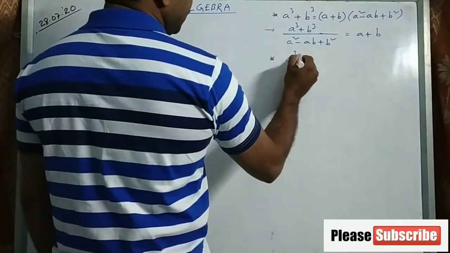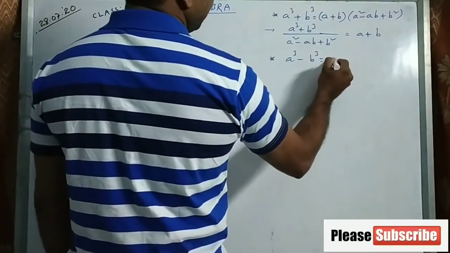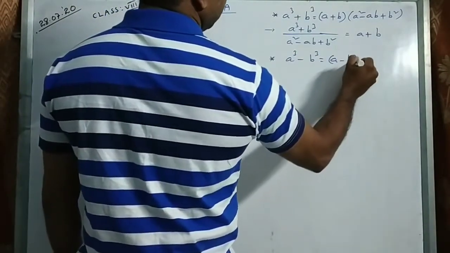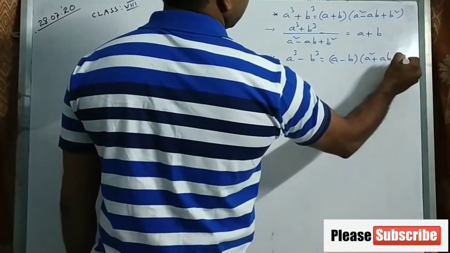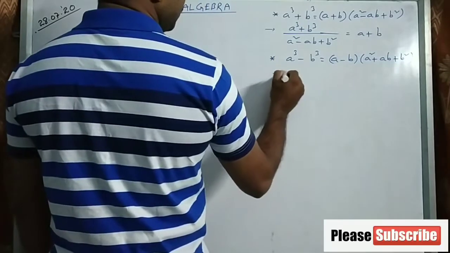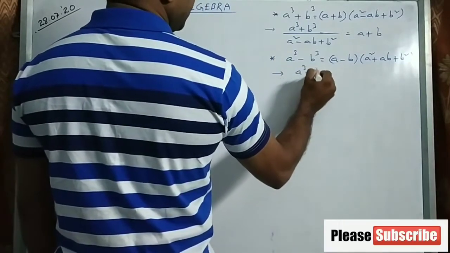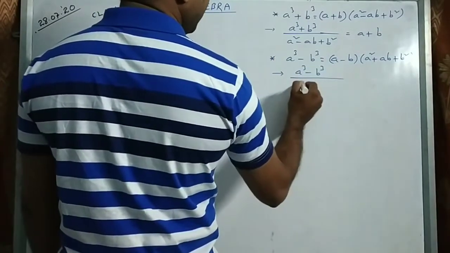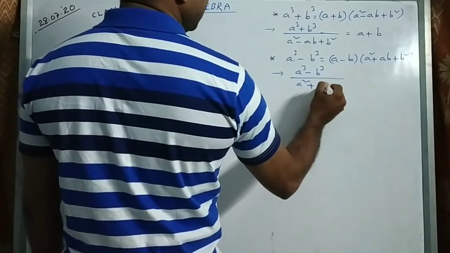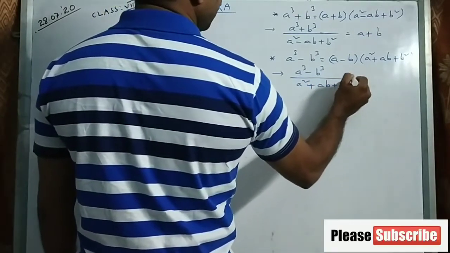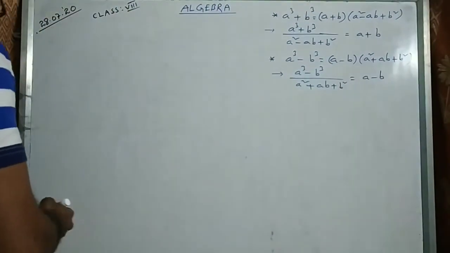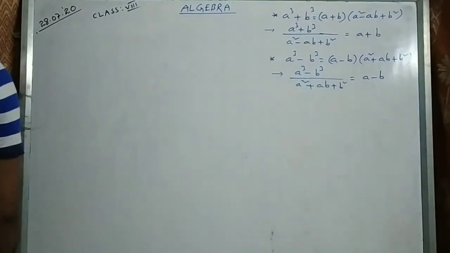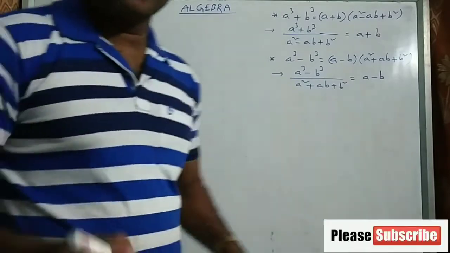Similarly, a cube minus b cube equal to a minus b into a square plus ab plus b square. That can be a cube minus b cube by a square plus ab plus b square equal to a minus b. So based on these concepts, let us see some problems today.